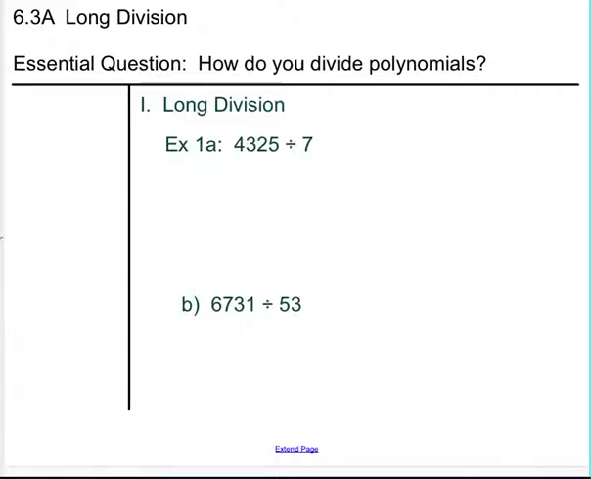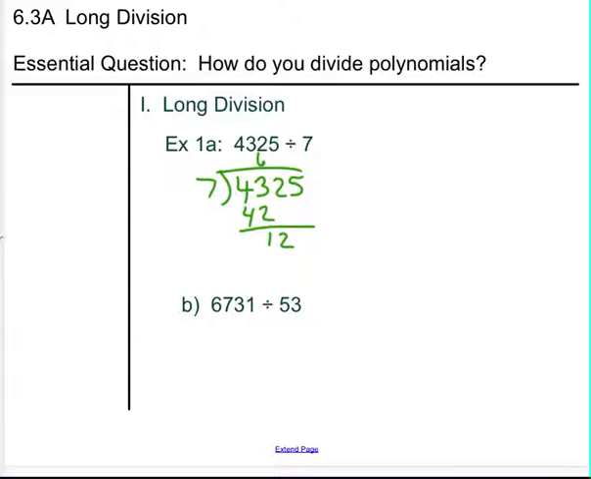And as a review, we're going to take a look at the long division with regular numbers first, and then make some analogies on how this works with dividing polynomials. So we put the first number inside the box, and the number we're dividing by goes outside the box. 7 goes into 43 6 times. 7 times 6 is 42, and then we subtract.